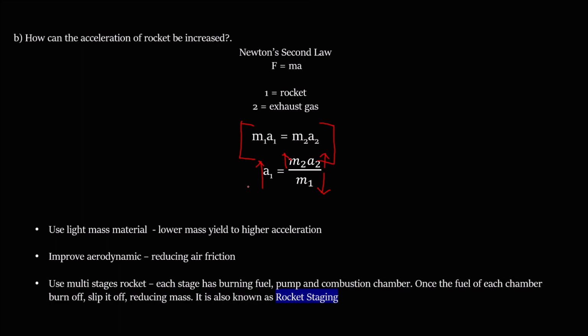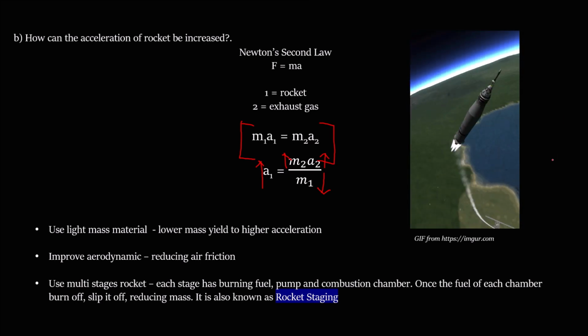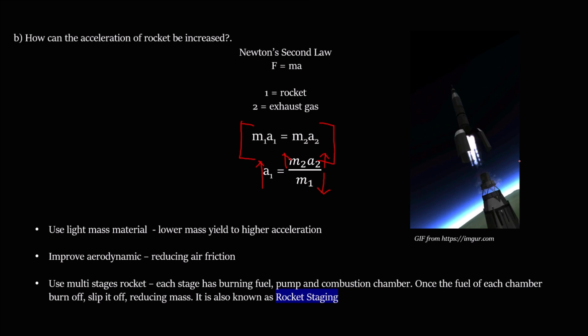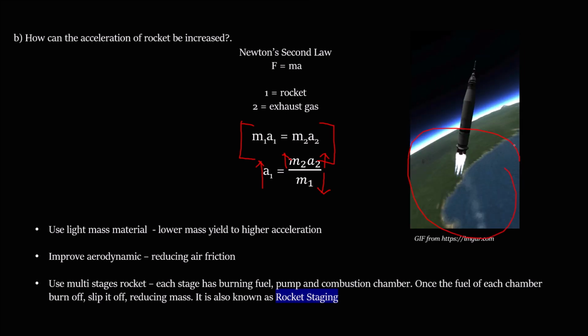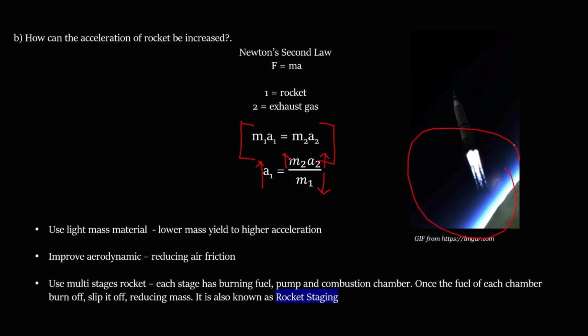And the last thing is to use a multi-stage rocket. In a multi-stage rocket, every stage has its own burning fuel, pump, and combustion chamber. Once each combustion chamber has burned out all the fuel, we throw away that particular stage, which means we reduce the total mass of the rocket. This is called rocket staging. I'll show you a GIF for this. You can see this rocket is moving upwards, right? Once the gas is finished, it releases this particular section, which means the rocket loses some mass and the acceleration of the rocket is increased.